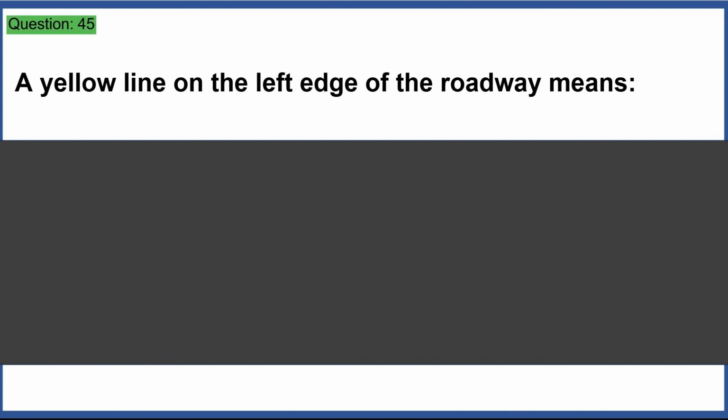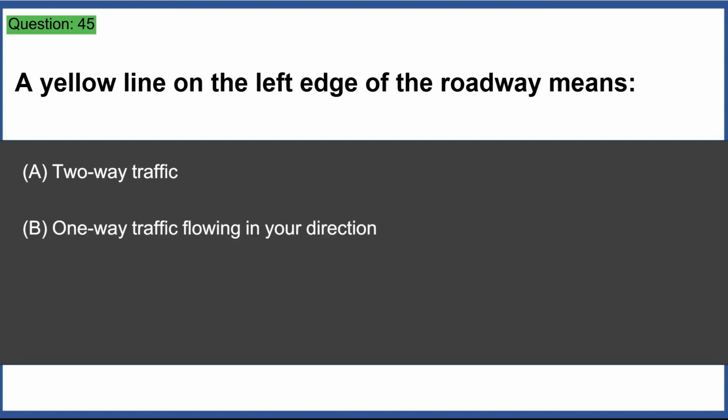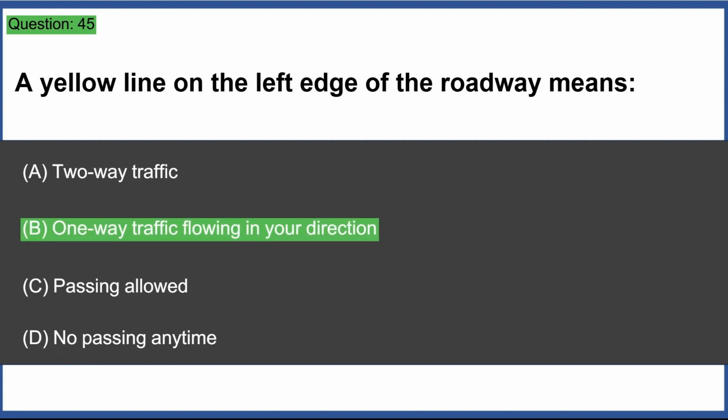A yellow line on the left edge of the roadway means: A. Two-way traffic. B. One-way traffic flowing in your direction. C. Passing allowed. D. No passing anytime. Answer B. One-way traffic flowing in your direction.